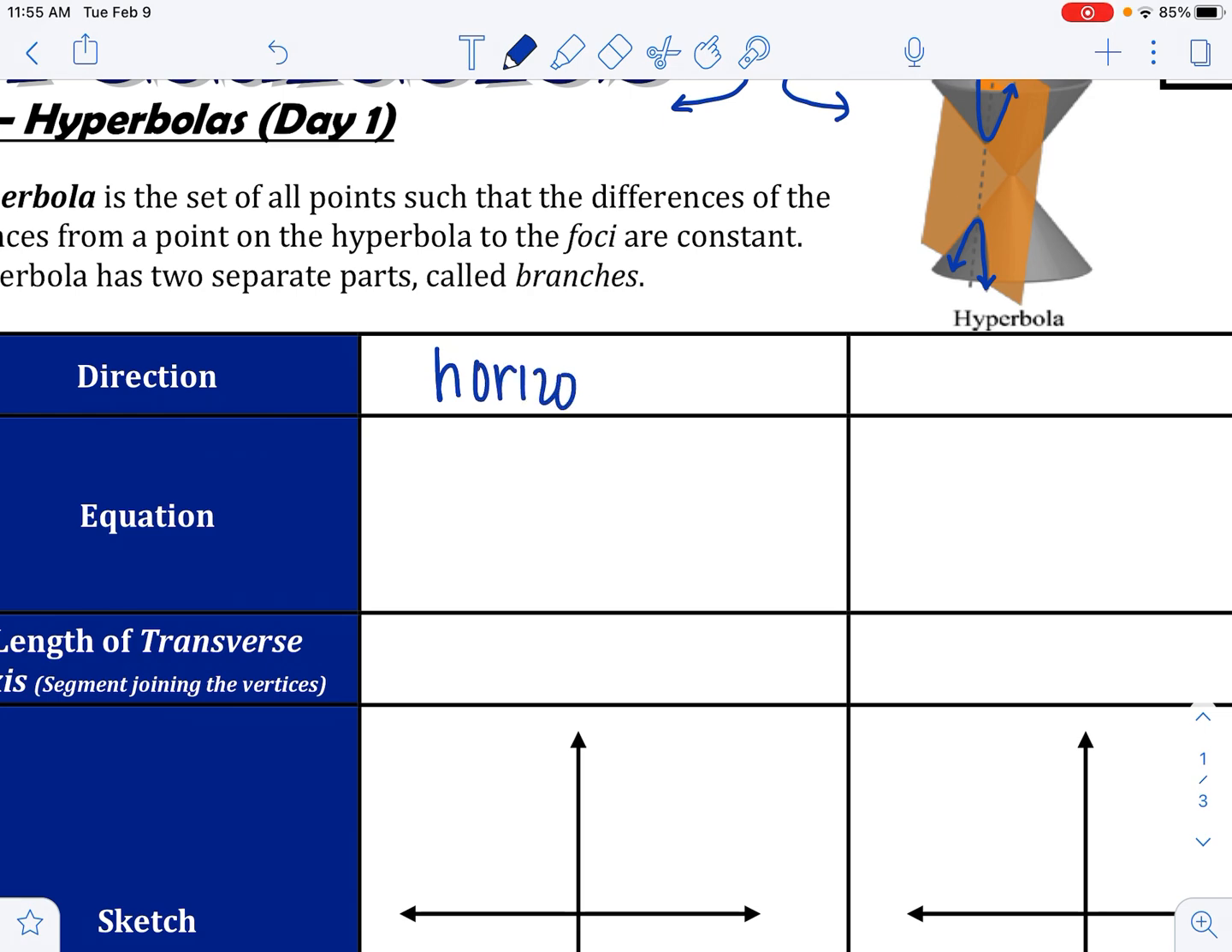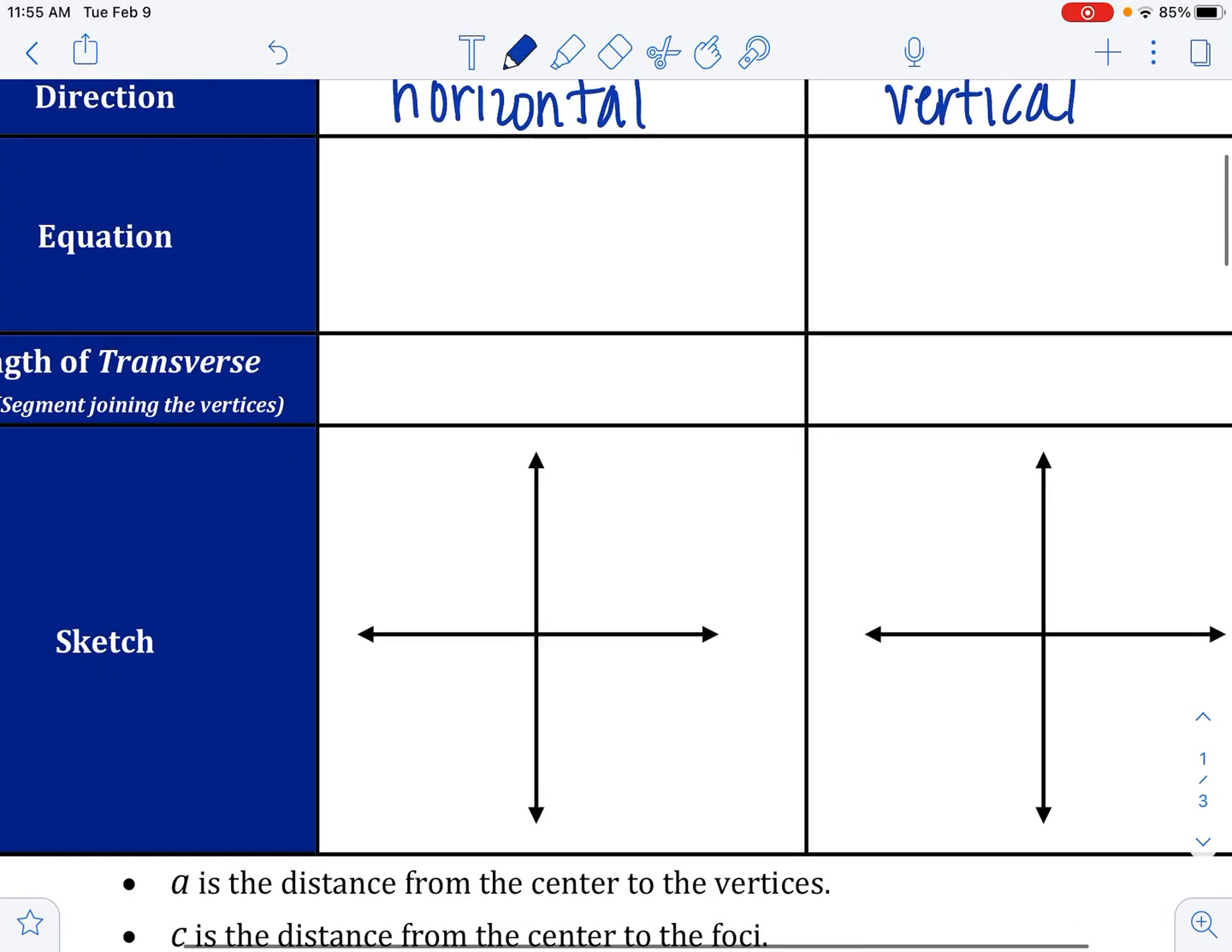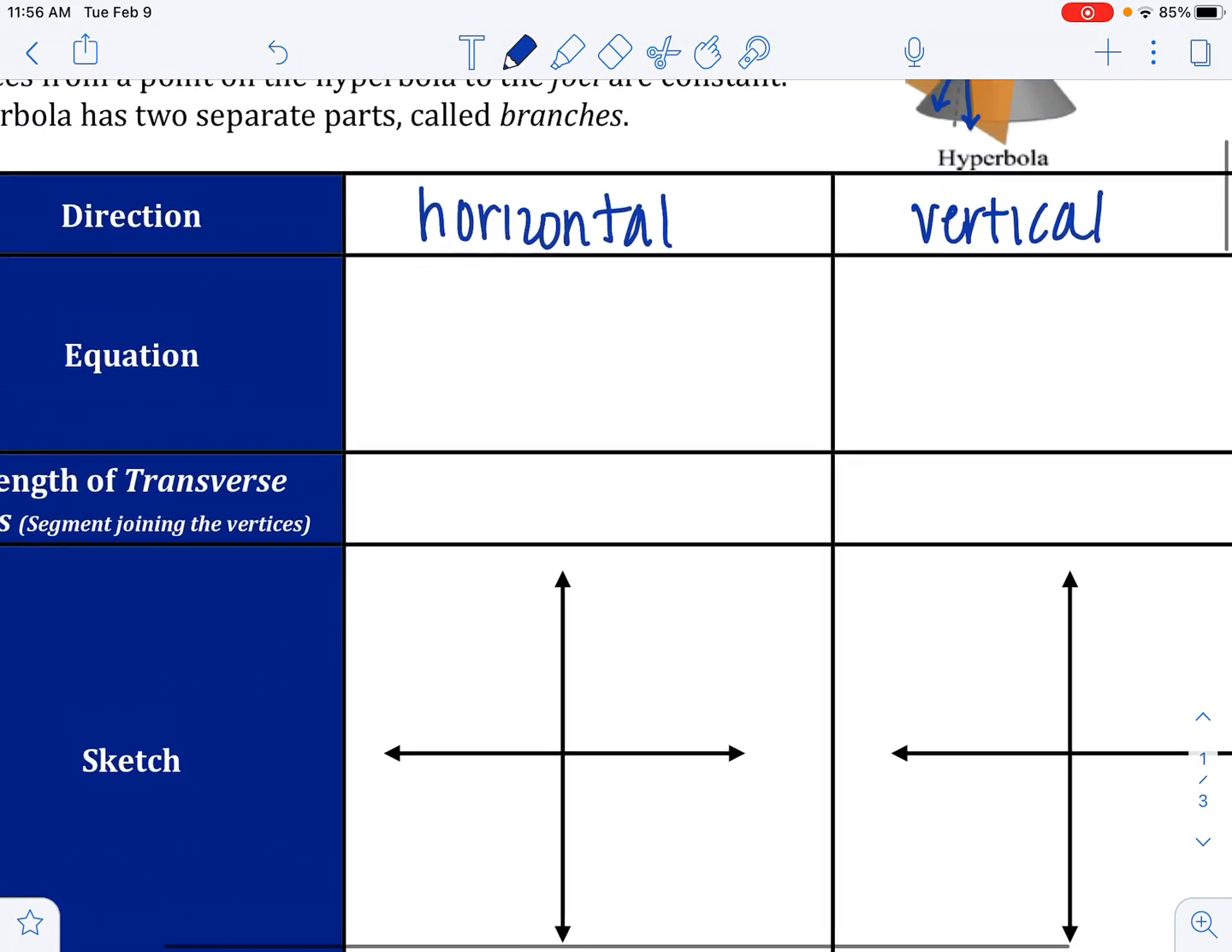Okay, so there's two directions. There's horizontal and there's vertical hyperbolas. So let's start with the equation for the horizontal hyperbola, and really quickly, how we're going to graph it, and the length of the transverse axis also.